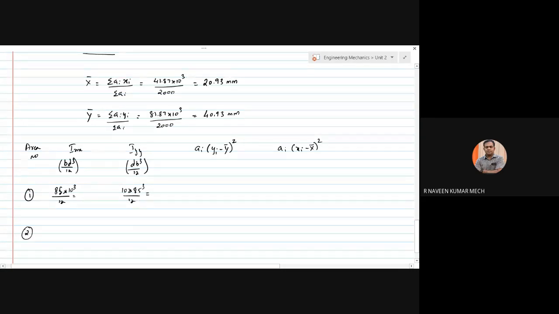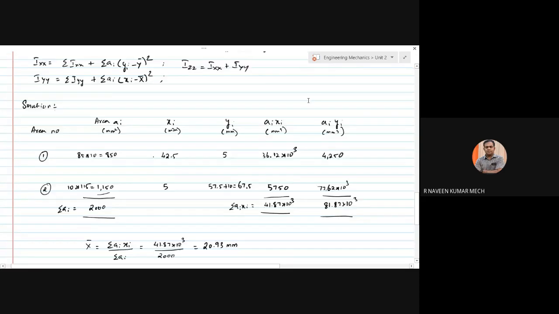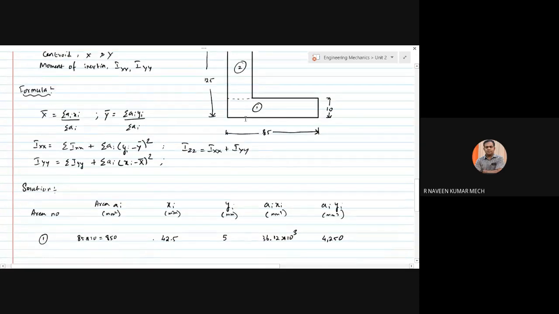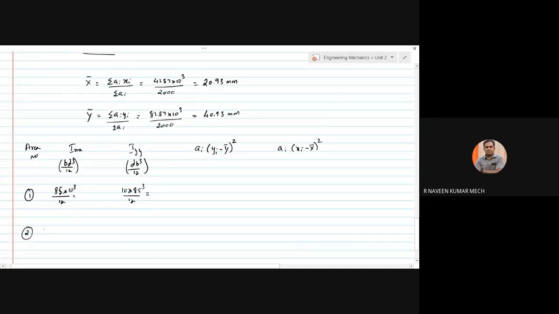For area 2, we know that b is 10, height is 115. So 115 cube divided by 12, and here 115. So we can write here 85 into 10 to the power 3 divided by 12. We get the value of 7.08 into 10 to the power 3. 10 into 115.